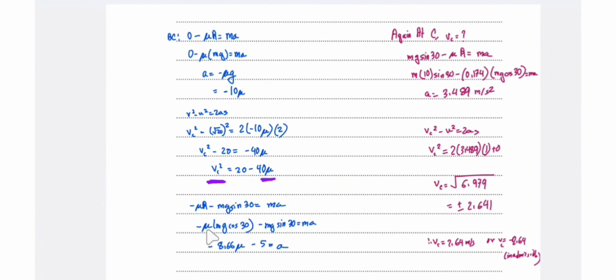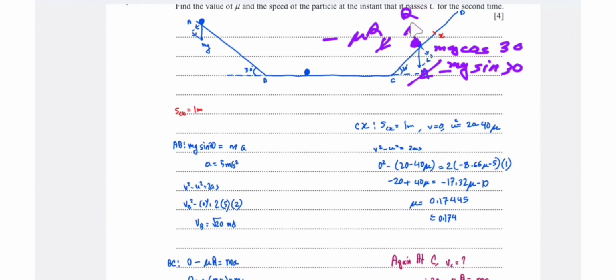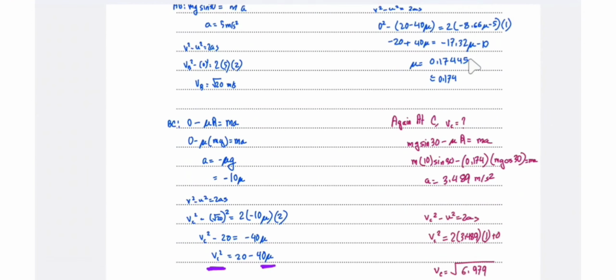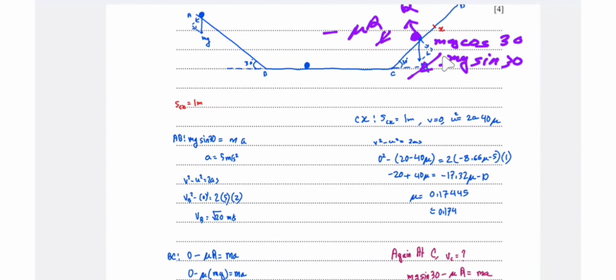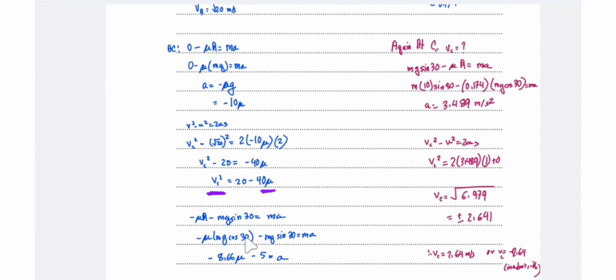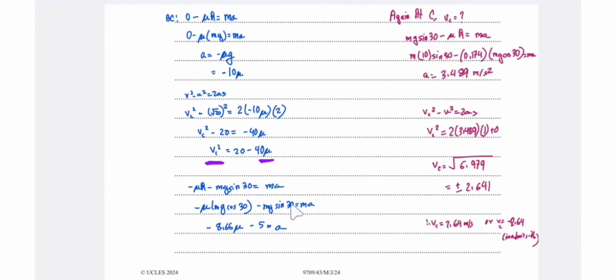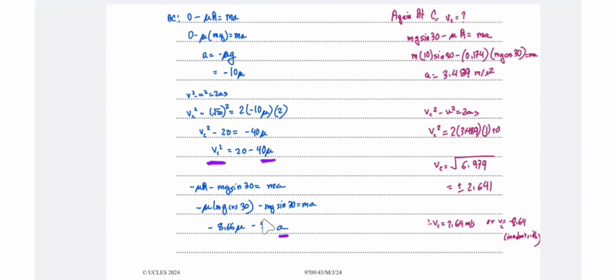So minus mu, and the value of R is mg cos 30, the component of weight perpendicular to the plane. Then minus mg sin 30, that is the downward force. So negative mu R minus mg sin 30 is equal to mass into acceleration. So we find the acceleration in terms of mu. Now we find the speed C square in terms of mu and the acceleration in terms of mu.